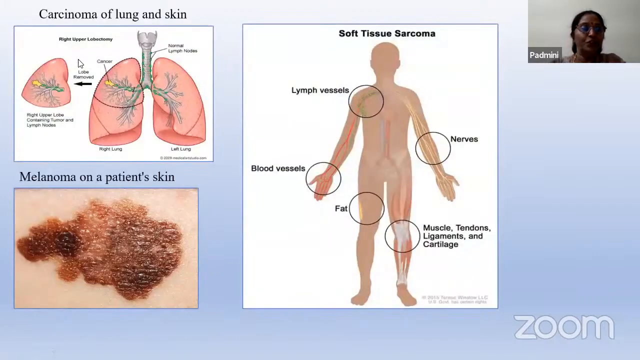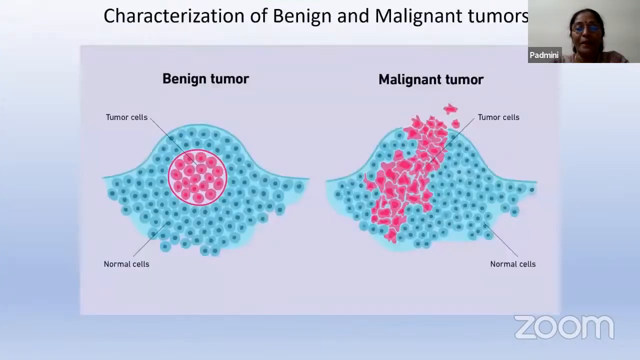Now, you can see in this picture that's the cancer in the lungs. So you have a lung cancer there. Then you have the melanoma on the patient's skin. This is because of the cancer present on the skin due to the melanin pigment, and that's called melanoma. And any soft tissue sarcomas you can find in the lymphatic vessels, in the blood vessels, or in the fat, or in the muscles, bones, ligaments, and tendons, or also in the nerves. So these are the different types of cancers, that is carcinoma, sarcoma, lymphoma, and melanoma.